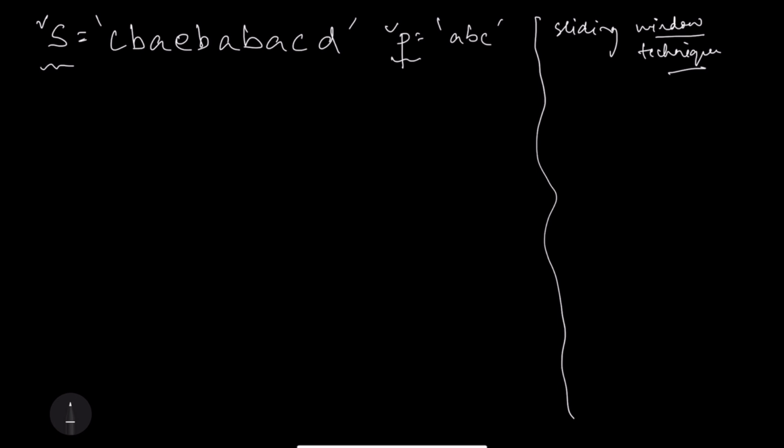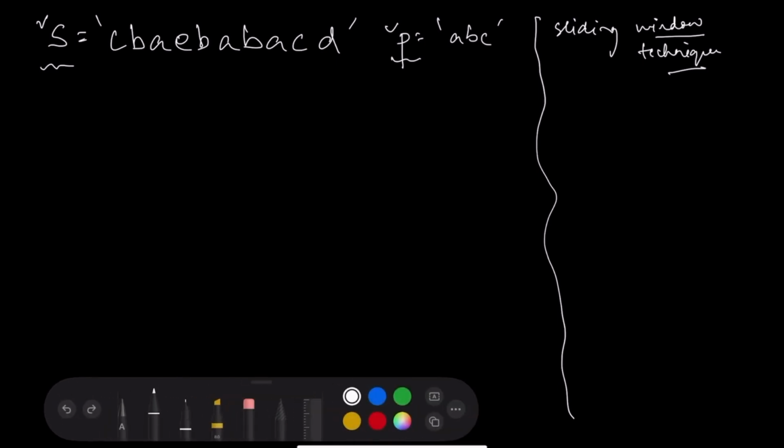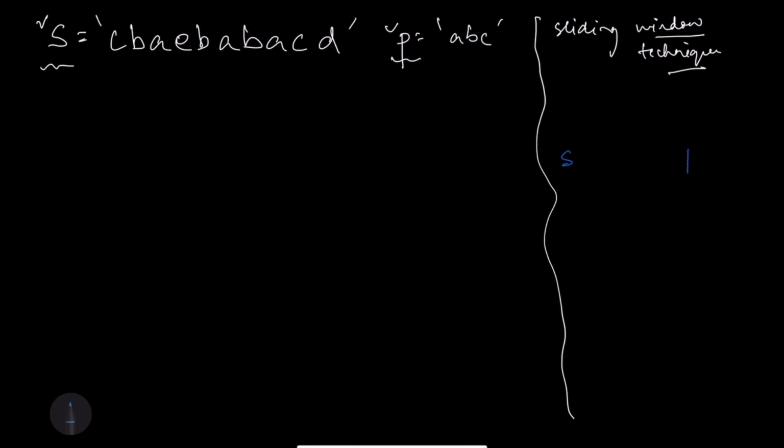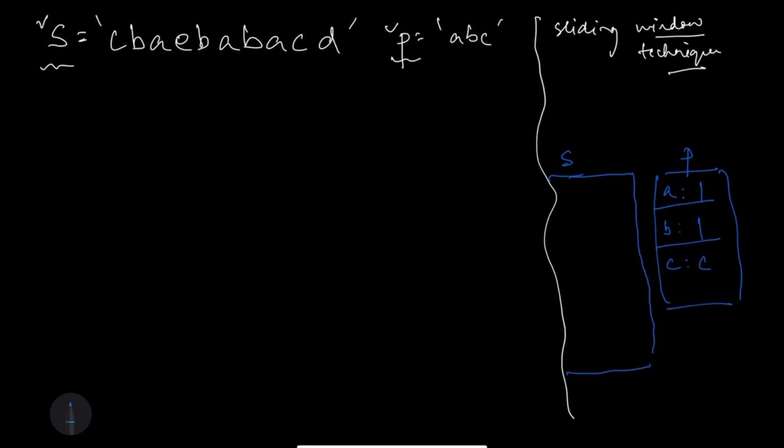So in this technique, when we start, first we will have two hash maps, S and P. In our P hash map, we will keep a count of the characters in P. So we have got A1, B1 and C1, and for our S hash map, we would keep a count of the characters present in our S string. So for that, let's begin iterating through our S string.